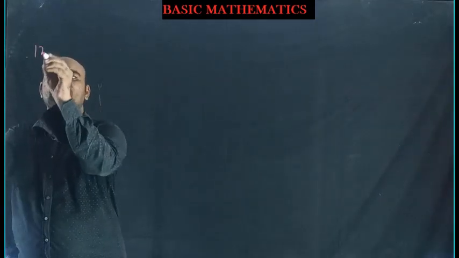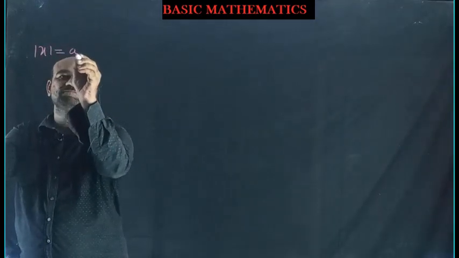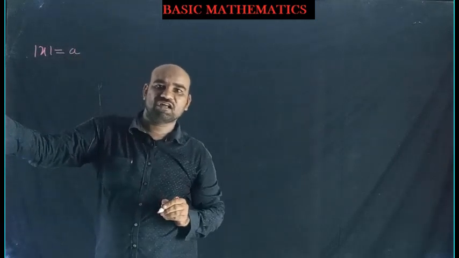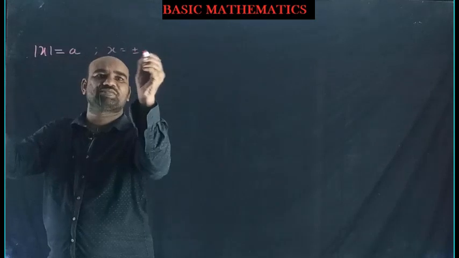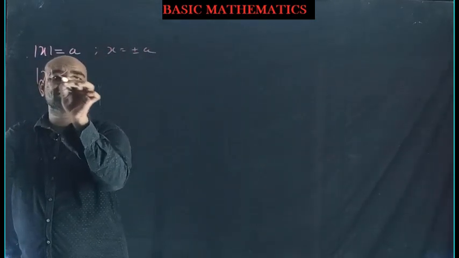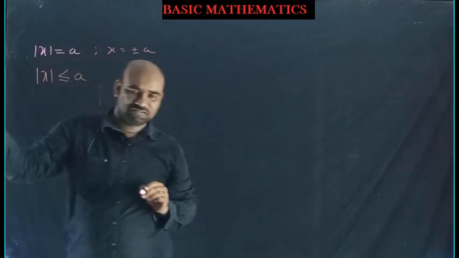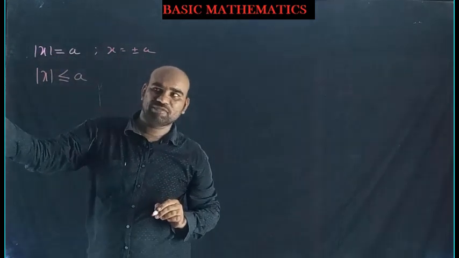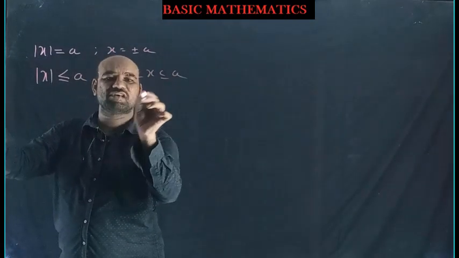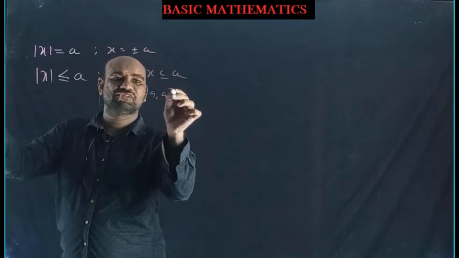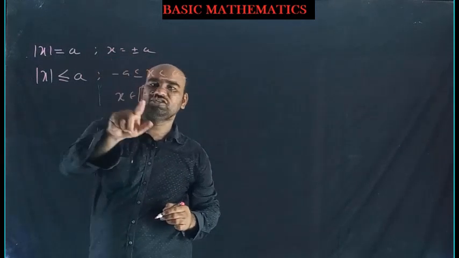So I am concluding, students: mod x equal to a, provided a is a non-negative real number, then I can say x is equal to plus or minus a. Mod x lesser than or equal to a, here also a is a non-negative real number. Then what can I say? Minus a lesser than or equal to x lesser than or equal to a, or x belongs to closed interval minus a to a. If equal to is not there, you need to write an open interval.